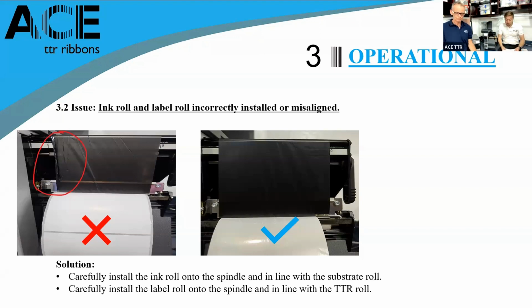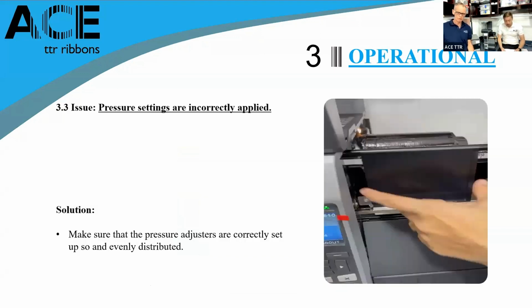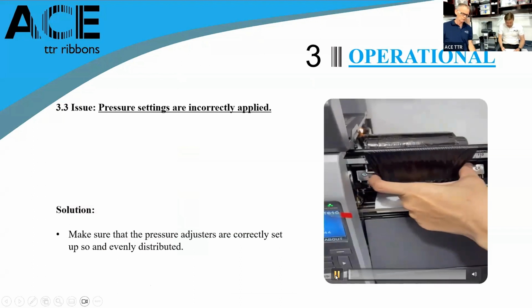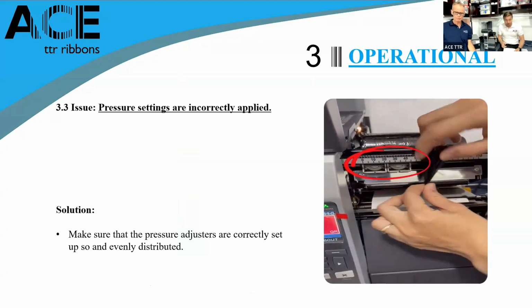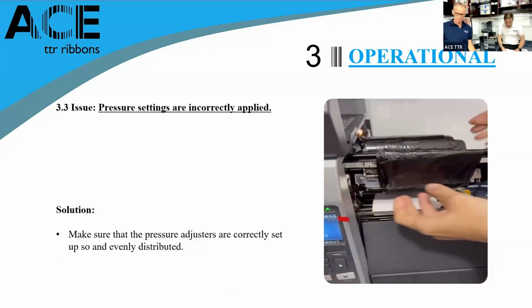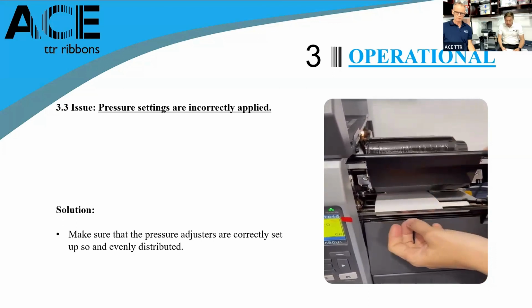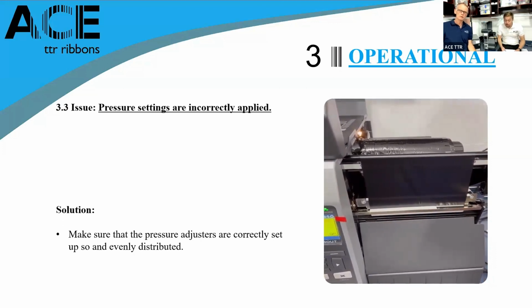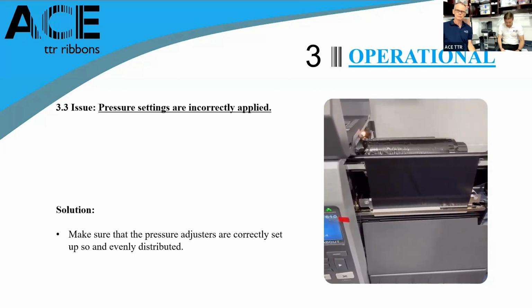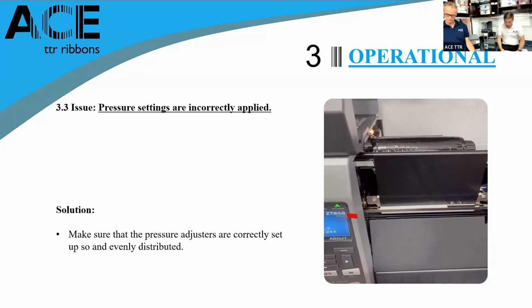Then I would like to go through the next issue. Kai, next slide, please. And that's when the pressure settings are incorrectly applied. And we have a video for you. So let's find out what happens. So in this video, Maria from our development center, we didn't see her for a while, adjusted the pressure adjusters and they have been left in a wrong position on purpose. So let's see what kind of print we're going to get right now. Let's see what happens.